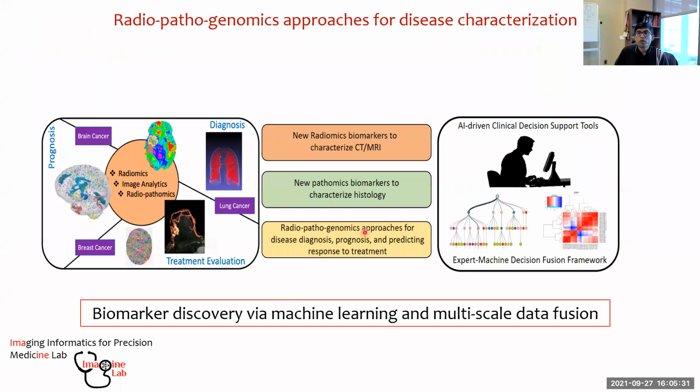Before I go into some of the details of what we have been doing, I'd like to talk a little bit about the research directions of our lab. The research theme of our lab lies at the intersection of machine learning and image analysis, where our focus is on biomarker discovery via machine learning and multi-scale data fusion. In order to quantitatively characterize the underlying disease heterogeneity, we have been working on the development and validation of techniques such as radiomics, radiogenomics, and radiopathomics.